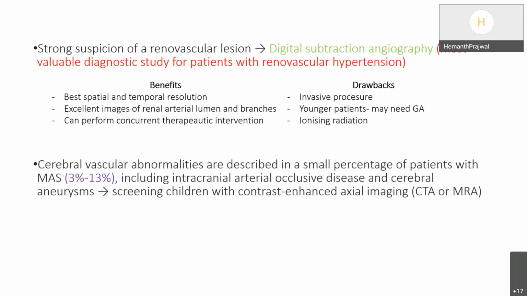Cerebral vascular abnormalities are described in a very small percentage of patients with middle aortic syndrome, that is only 3 to 13% of the patients. These include intracranial arterial occlusive disease and cerebral aneurysms. Screening children with contrast enhanced axial imaging in the form of CT or MRI is usually advised.